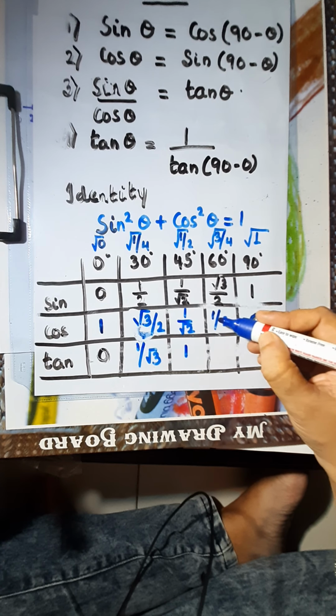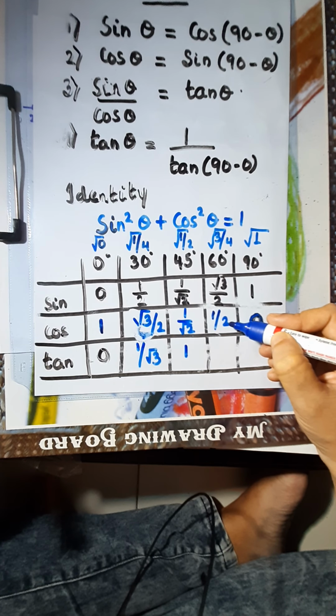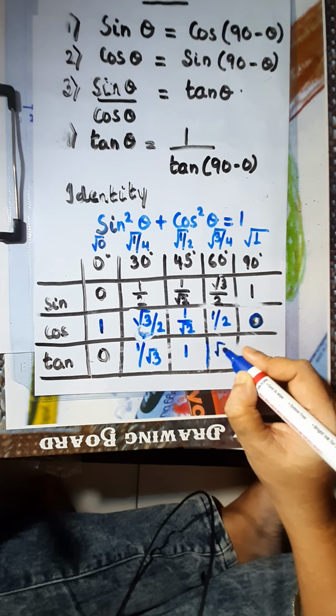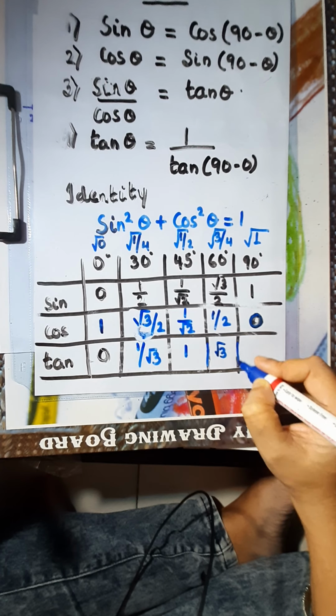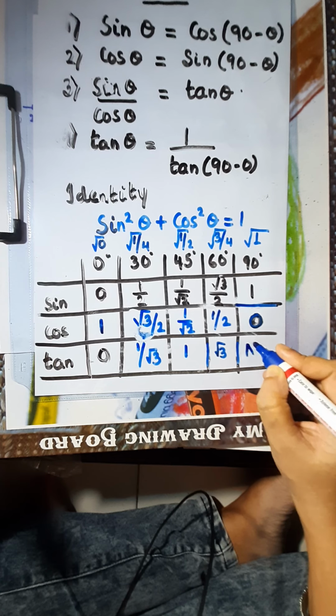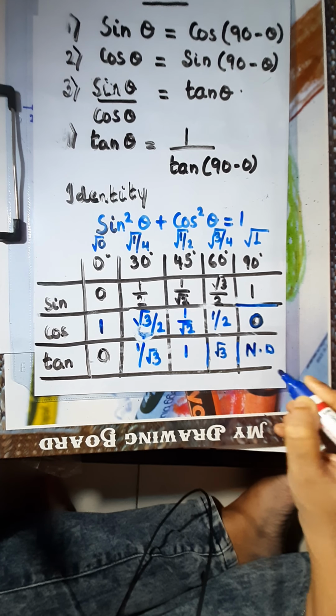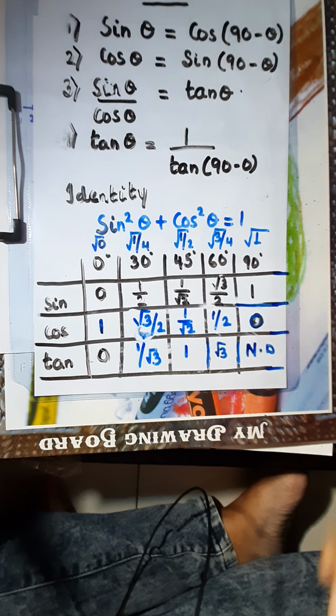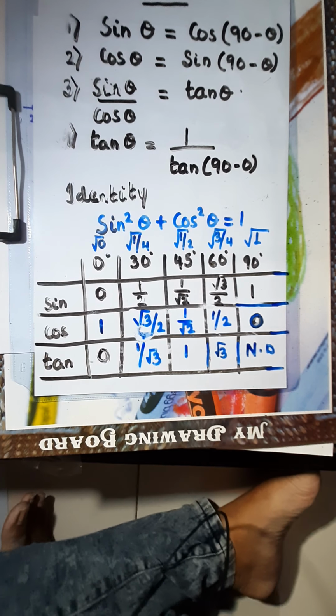Now, root 3 upon 2 divided by half. Come on, tell me. All of you calculate and tell me. Doesn't it come to root 3? And 1 divided by 0 is not defined.